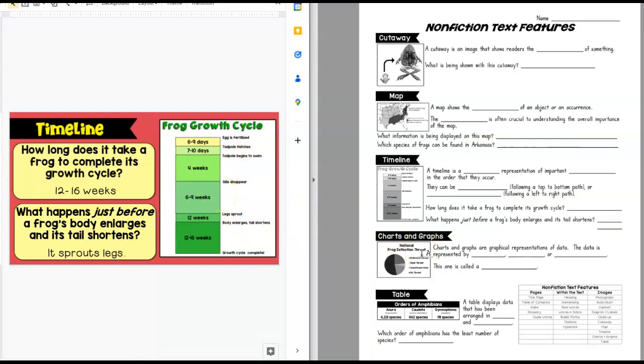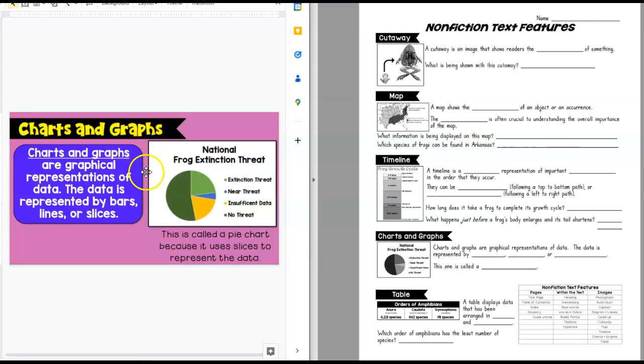Okay, now we're ready over here for charts and graphs. We're getting close to being done. Charts and graphs are graphical representations of data. The data is represented by bars, lines, or slices. So this one happens to be a pie graph. They're not always pie graphs.